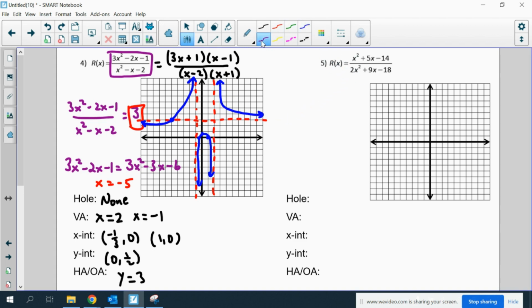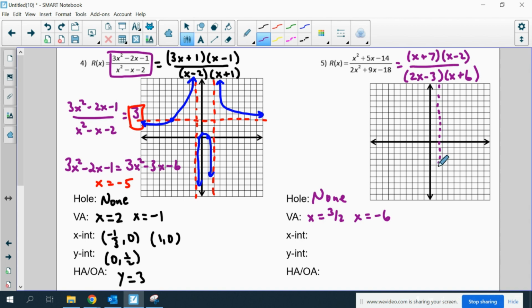Finally, the last problem, we'll similarly factor. So factor the numerator, factor the denominator. And then I once again realize I have no holes. I have a vertical asymptote at x equals 3/2, and x equals -6. So 3/2 is actually a positive number. So that might be something that is important for a math teacher to know.